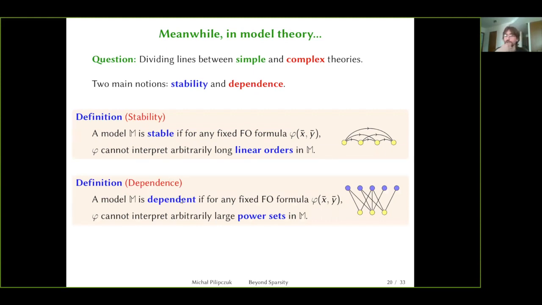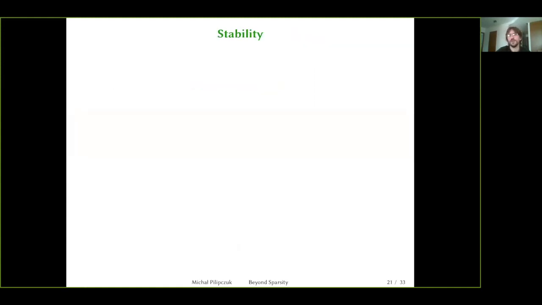And similarly, a model M is dependent if for every formula, I cannot interpret arbitrarily large power sets in this graph. Power sets being like bipartite graphs where I have some subset of n vertices on one side, and on the other side, I have 2 to the n vertices, one for each possible neighborhood. So stability implies dependence. This we will see in a moment in more detail. We will not go into the details of this definition, and this is a vast oversimplification. However, this is the intuition that people in model theory, after years of studies, concluded: that linear orders and power sets are 2 good abstractions to devise a nice structural theory.